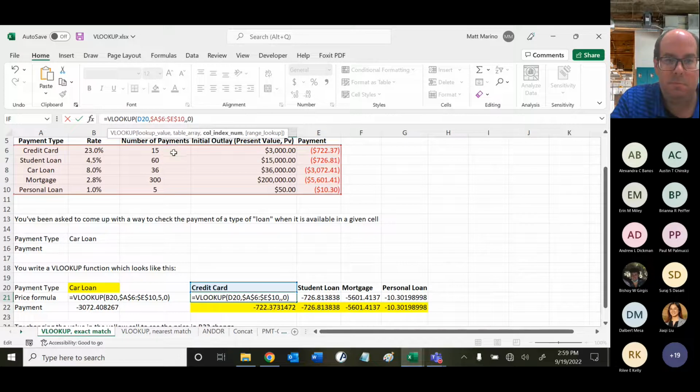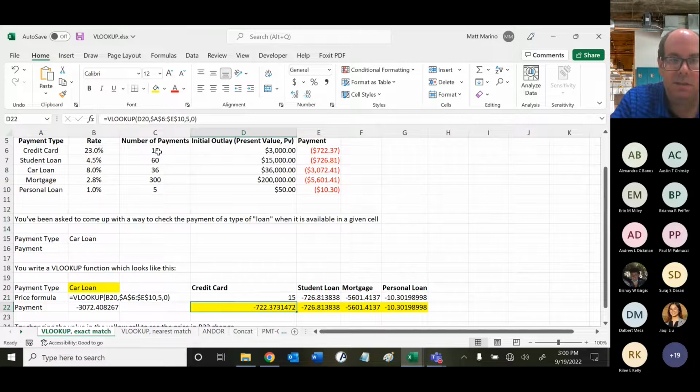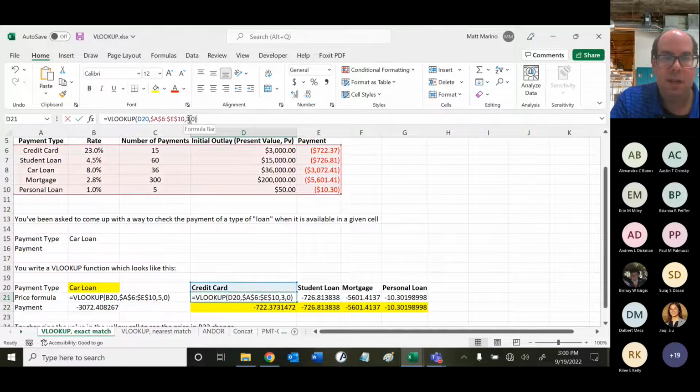Would it be 5 columns? No, payment is in the last column. We want number of payments, so what would we do? Wouldn't you just highlight the first 3? Would it be 3 columns? Oh, my bad. I said payment. Now it gives us the 15. If we just wanted rate, then we change that to 2.